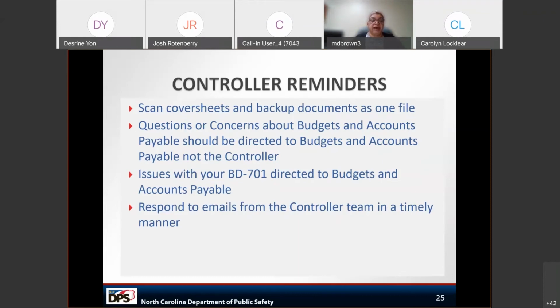They unfortunately cannot assist you with that. Any issues that you have with your BD 701 should be directed to budgets and accounts payable. Your BD 701 should match your budget that you are working from. And the controllers' teams have asked us to remind you all to respond to emails in a timely manner when they have questions so that they are not delaying the processing of any of your reimbursements.